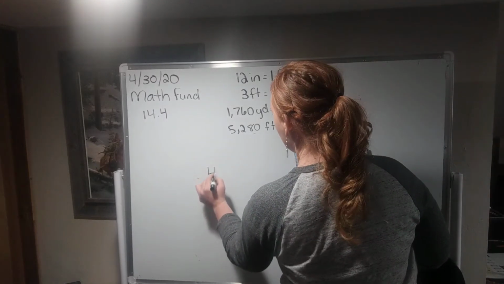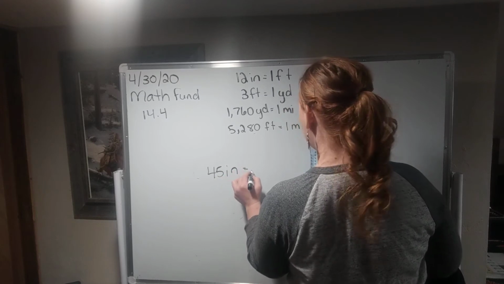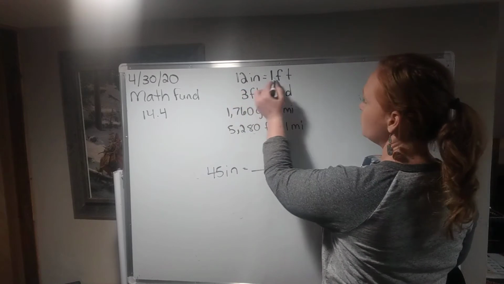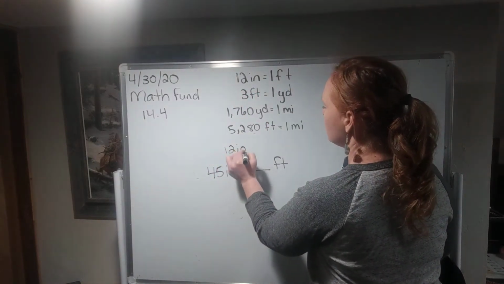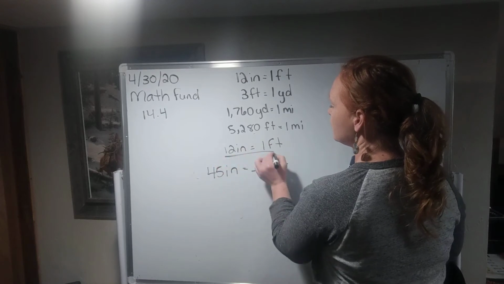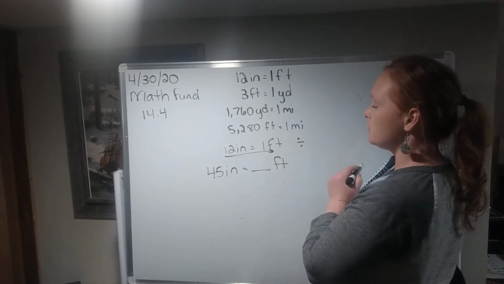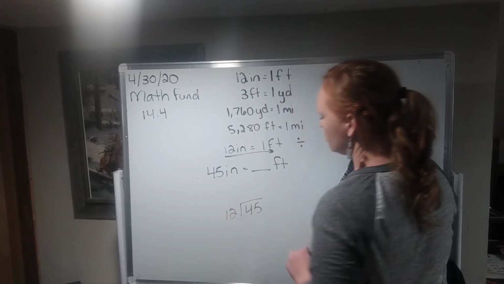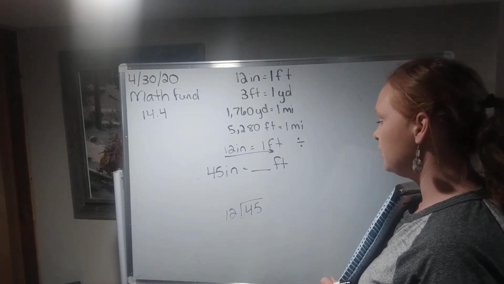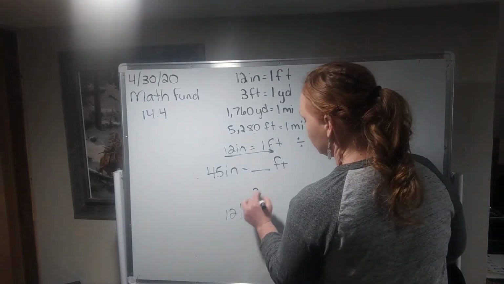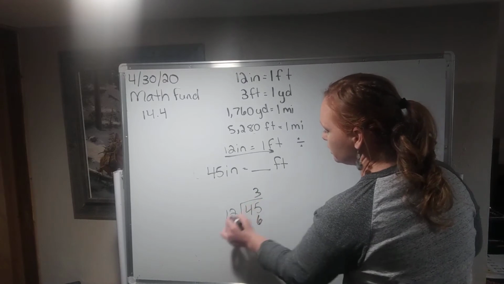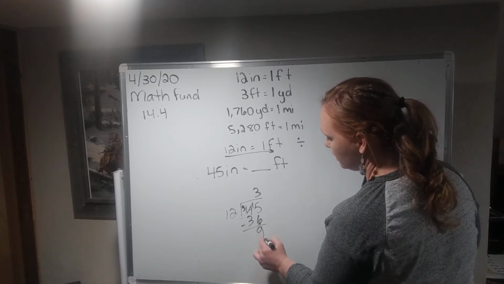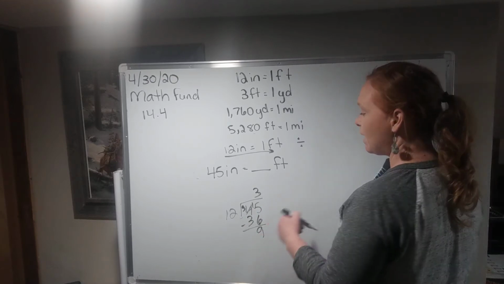Okay, let's look at 45 inches equals how many feet? Okay, so inches, there are 12 inches in 1 foot, so 12 inches equals 1 foot. My number is getting smaller, so I need to divide. 45 divided by 12. So 12 will go into 45, 3 times for 36? Let's see if that works. 3 times 2 is 6. 3. Let's borrow. 15 minus 6 is 9. Yep, so I have a remainder of 9.